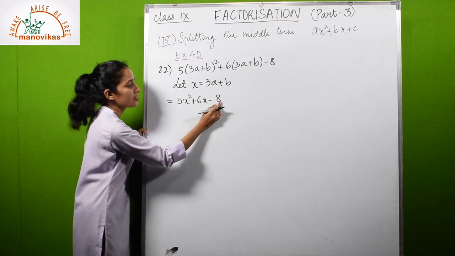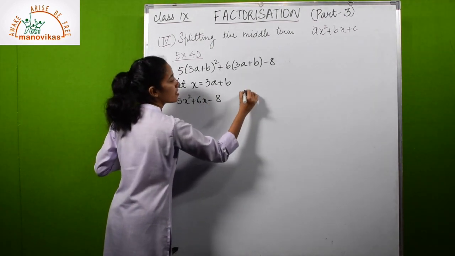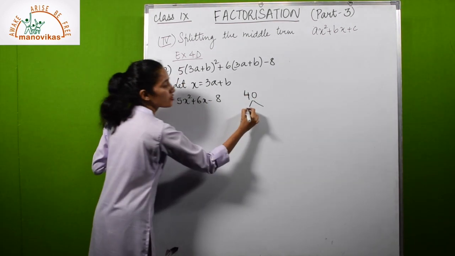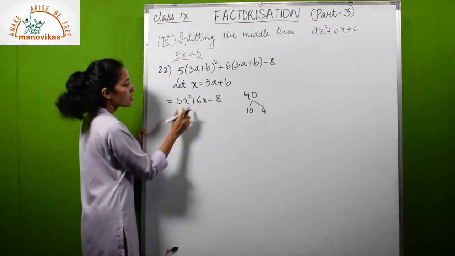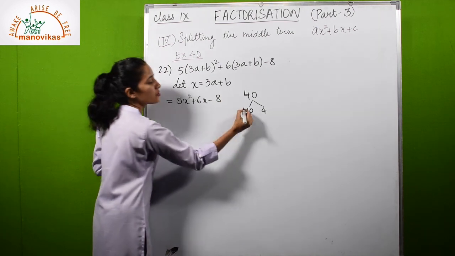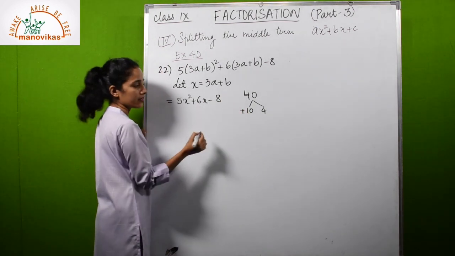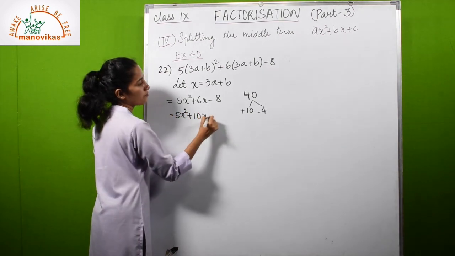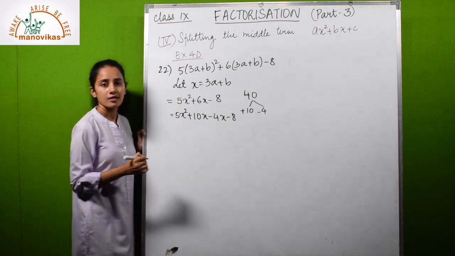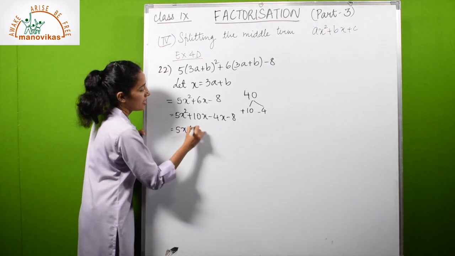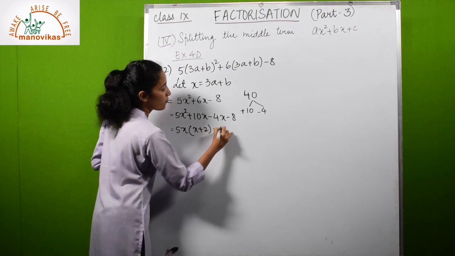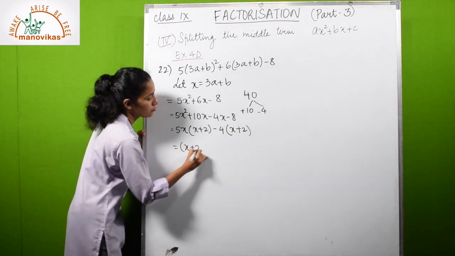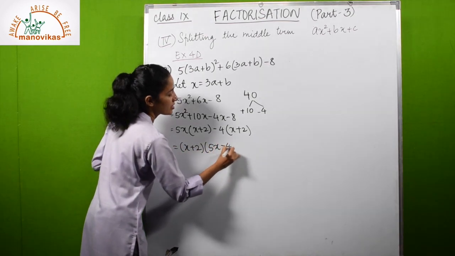So now you have to find the factors of 8 into 5, which is 40, and you have to find the factors such that when you subtract, I get 6, which is 10 and 4. Since it is subtraction, this sign will go to the higher factor. So you have 5x squared plus 10x minus 4x minus 8. Taking 5x common, x plus 2, minus 4 common, x plus 2. So this is x plus 2 and I have 5x minus 4.